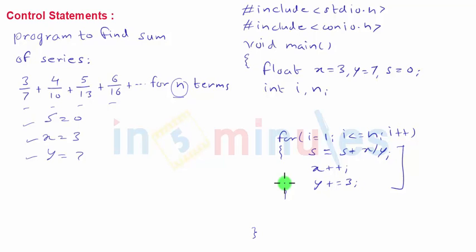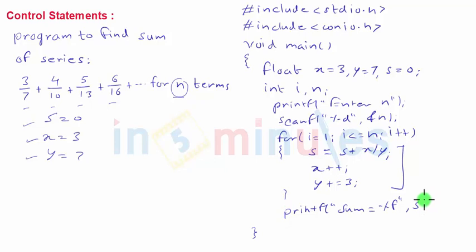Now obviously first we need to input n. So we'll write over here printf and scanf. So first the program will start with inputting n, then n times addition will be done, and then finally we'll display the sum after the loop. Since the summation variable is floating point, we'll be displaying it as %f.